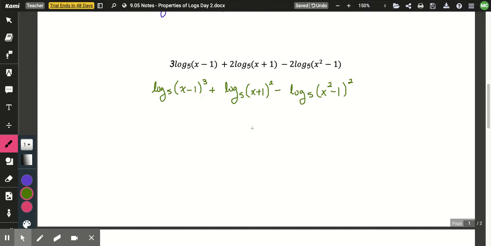Now I can condense these using the product property and the quotient property. So this would be log base 5 of x minus 1 cubed. This is plus another logarithm, so that's going to be multiplying. So times x plus 1 squared. And then it says minus the logarithm, so that one's going to be divided by. So on the bottom I would have x squared minus 1 squared.